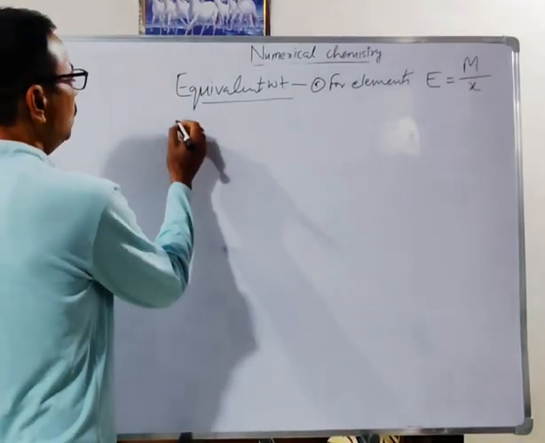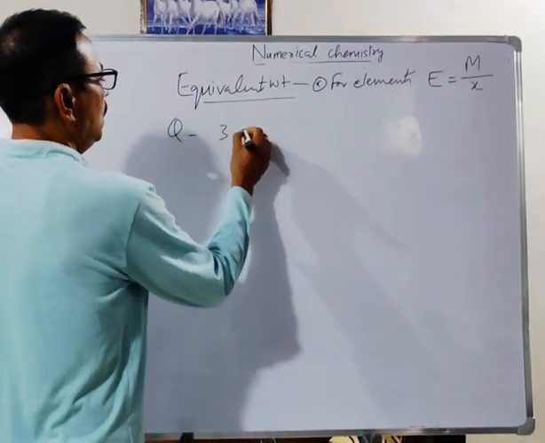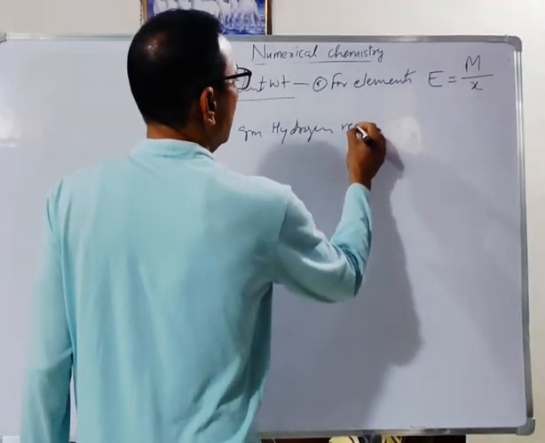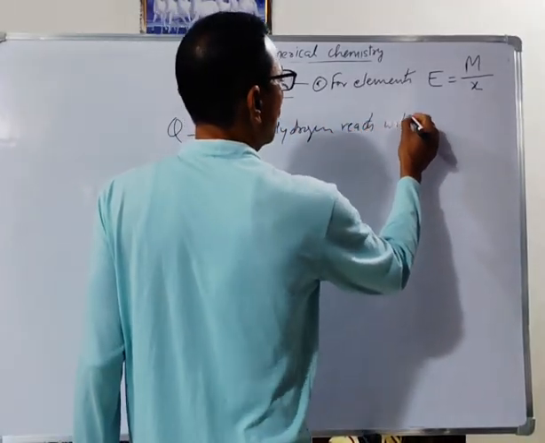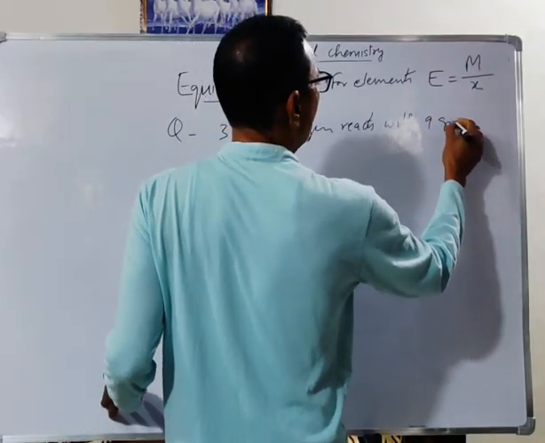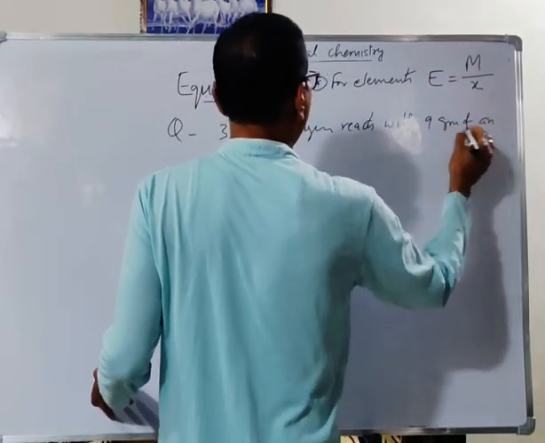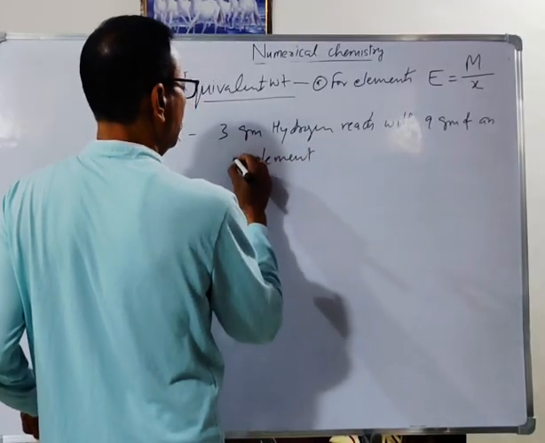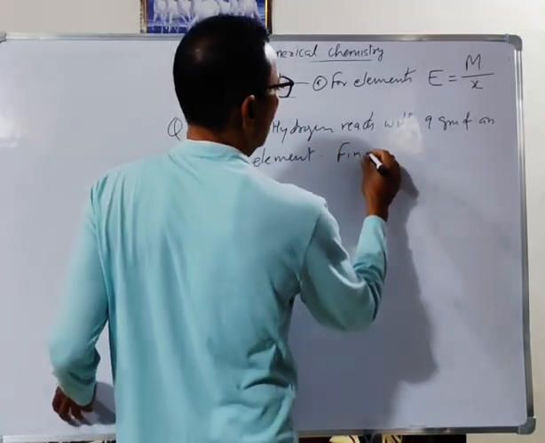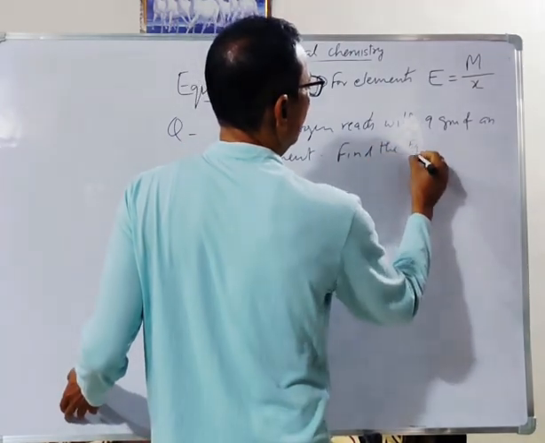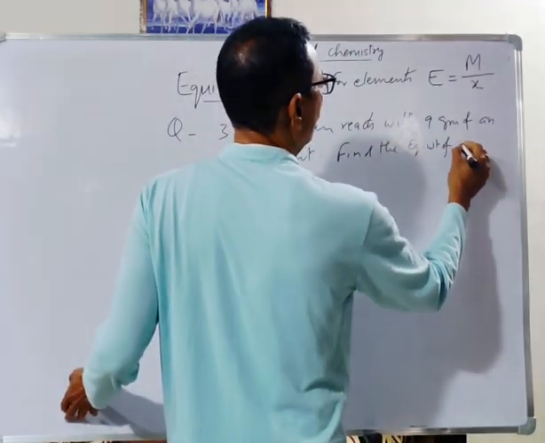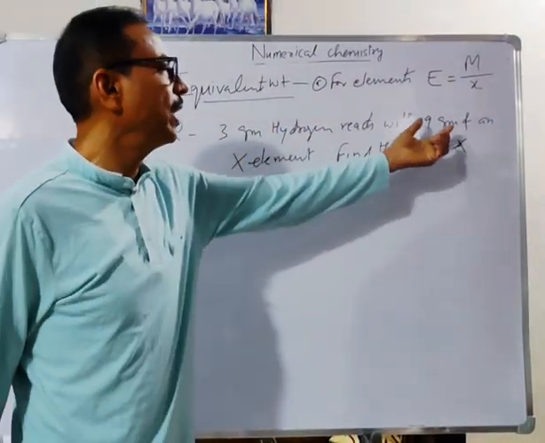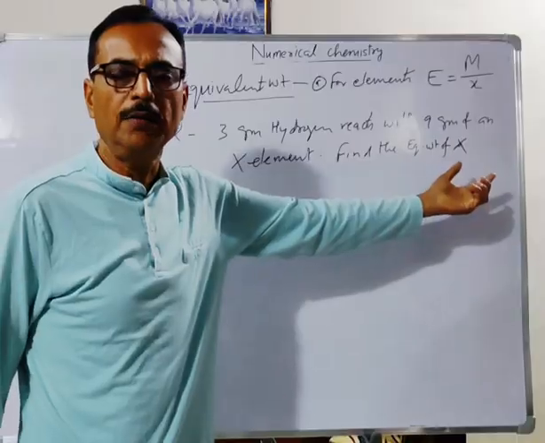Suppose there is one question: 3 gram hydrogen reacts with 9 gram of an element X. Find the equivalent weight of X. So this is the question. 3 gram hydrogen reacts with 9 gram of an element X. Find the equivalent weight of X.